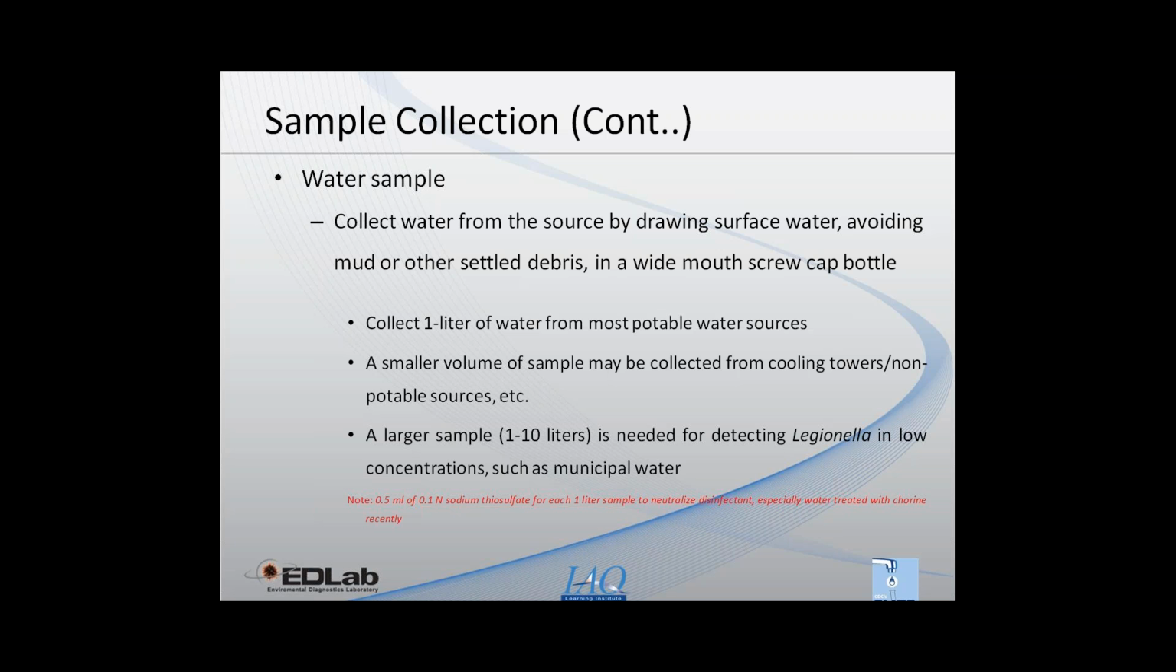And you can also go larger with the sample if Legionella is in low concentrations in things such as municipal water, where the water volume is very large. Legionella may be more distributed throughout it, but you still want to try and detect it. As a note, sometimes you may need to use sodium thiosulfate for each 1 liter sample in order to neutralize any sort of disinfectant, because if during transportation there's still disinfectant within that water sample, you may be killing that Legionella without your knowledge, and by the time it gets tested by the laboratory, it might come up as a negative result and you won't even know that Legionella is there.